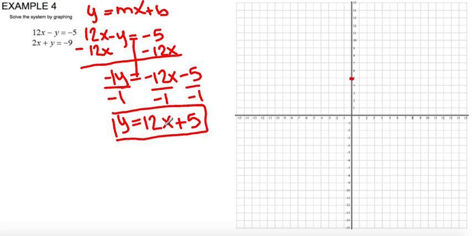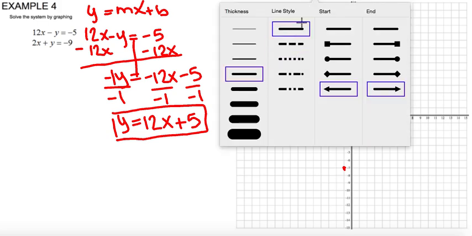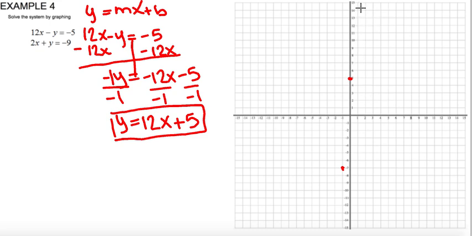So I go up 12, and then to the right 1. It's 12 over 1. So I go 1, 2, 3, 4, 5, 6, 7, 8, 9, 10, 11, 12, and it goes off the graph. And then I do the same thing starting from the y-intercept at 5, but I go down 12 to the left 1. So 1, 2, 3, 4, 5, 6, 7, 8, 9, 10, 11, 12, and then to the right 1. Right, and then I connect my points to make my line.